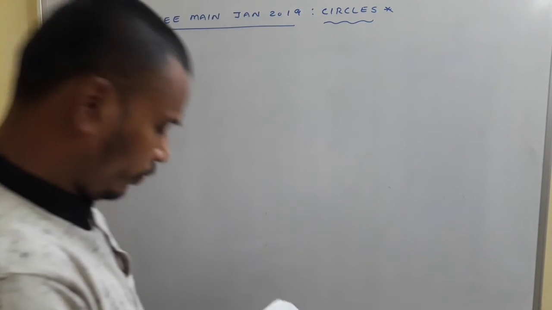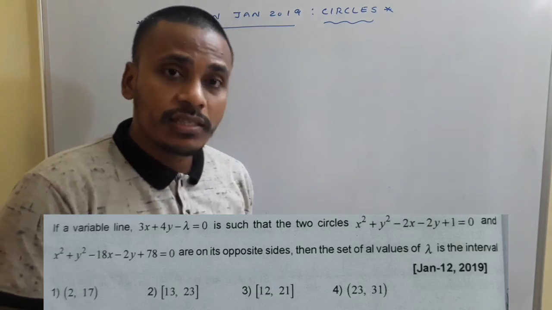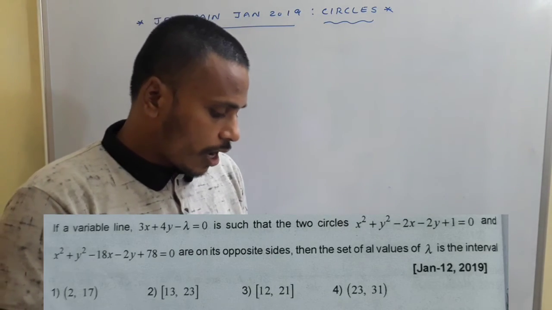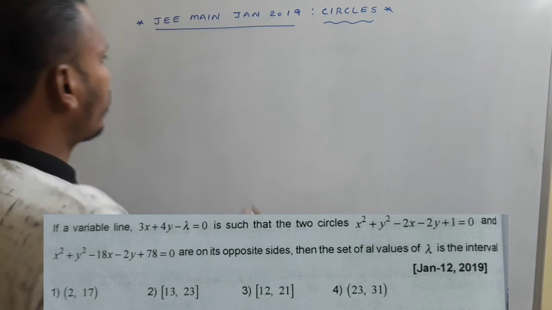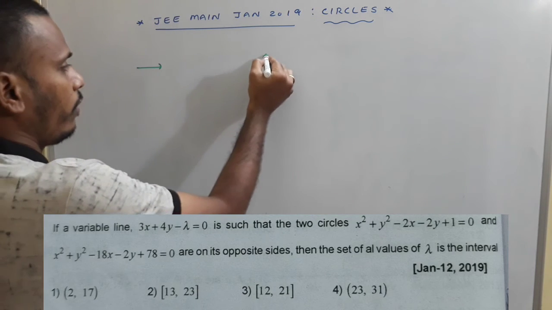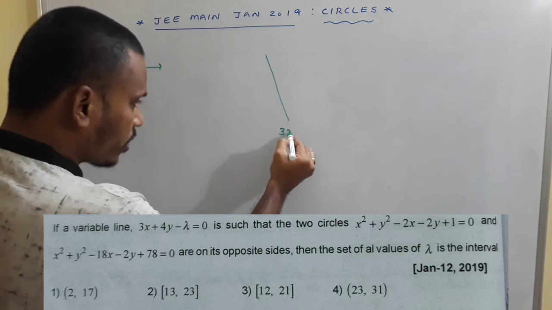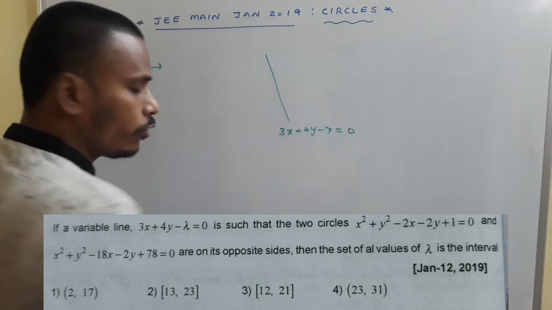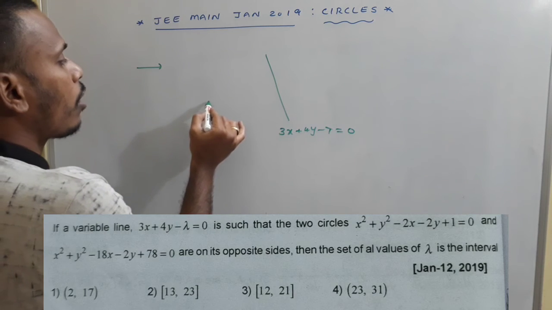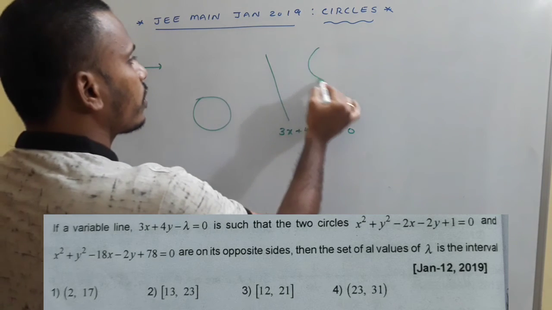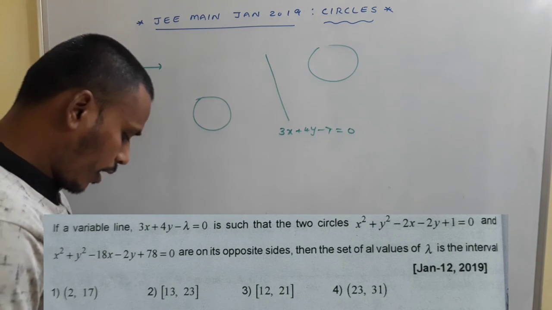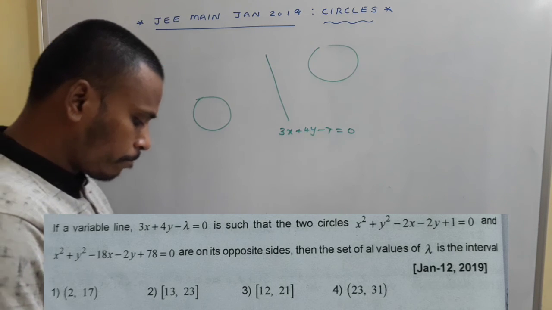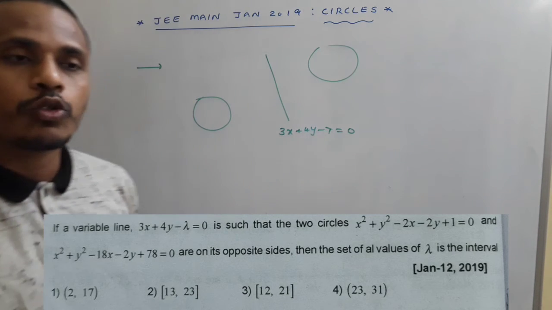Next problem. See, if a variable line is such that two circles are on the opposite sides. For example, I have a variable line whose equation is 3x plus 4y minus lambda is equal to 0. There are two circles on its opposite sides. One circle is this side and the other circle is that side. Right. Now as given, we need to find out the possible values of lambda.